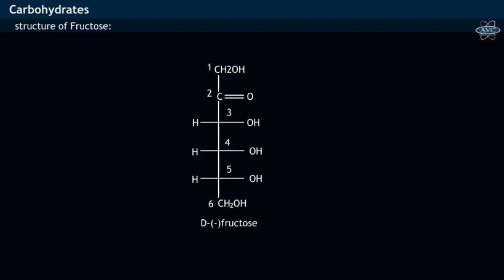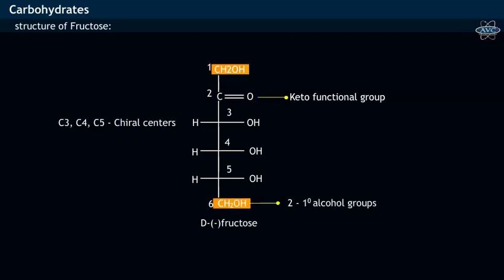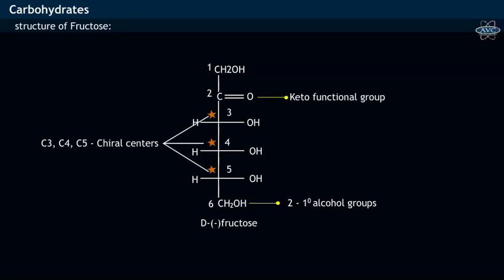Structure of fructose. The fructose molecule consists of a keto group at the C2 carbon center and has 2 primary alcohol groups, CH2OH, at C1 and C6. Further, the molecule has 3 chiral centers at C3, C4 and C5.